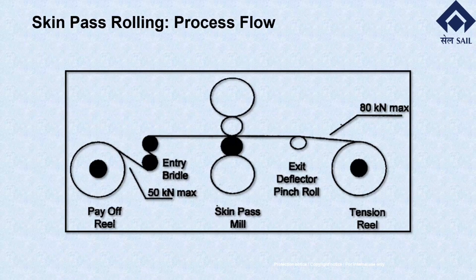We have a payoff reel in which the coil gets uncoiled, then it goes through the mill where we give around 1.1% elongation. Also, just after the stand, we have an electrostatic oiler which applies a rust preventive oil, and we do it on 100% of the coils.